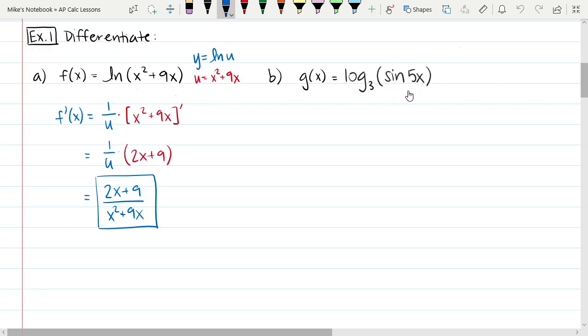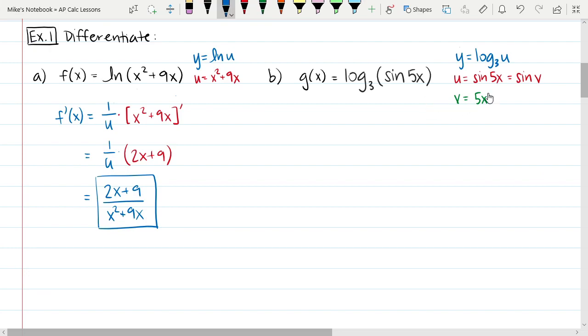So it's like one of those examples where we have the nested chain rule, so we're just going to have to do the chain rule a couple of times here. So hopefully you recognize that our y is log base 3 of u, where u is the sine of 5x. But again, we should recognize that the sine of 5x is really a composition of functions in itself. So this is going to be written as the sine of v, where v is 5x.